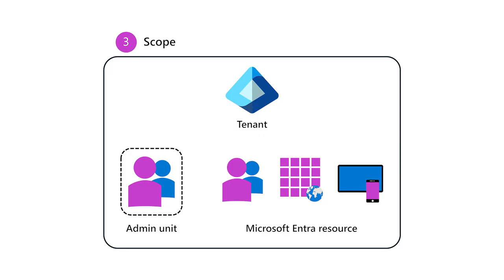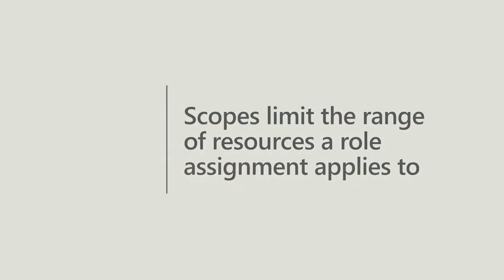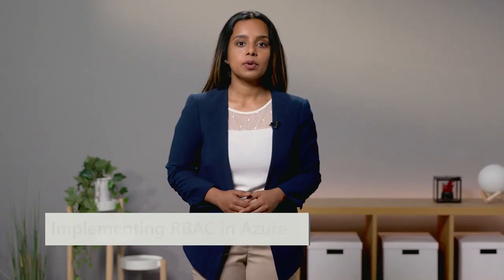Finally, scopes are the set of resources that access applies to. Examples of scopes are an entire subscription, a specific resource group, or an individual resource. Scopes help you manage permissions by limiting the range of resources a role assignment applies to. For example, you can give a user permission to manage only one specific resource group rather than everything in your Azure account. This way, they can work on the resources in that group without affecting other groups or the entire account or subscription. Let's explore how to assign a role to a user in Azure.